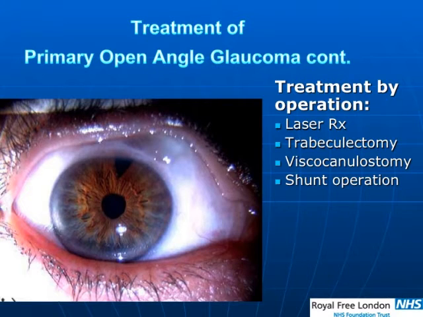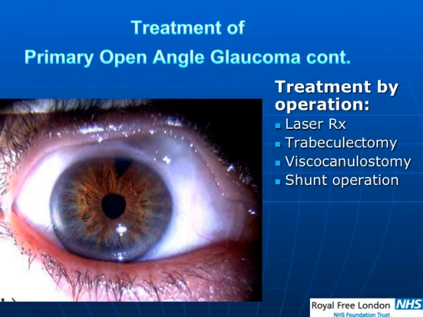Then, for some patients who can't be controlled by drops, we have an operation where we create an artificial drainage in the eye so that some of the pressure gets released and it drains underneath the conjunctiva. You can see a little bubble there, and we have opened up a little part of the iris, so the fluid drains underneath there. That's what we have to do sometimes. It's named a trabeculectomy, and then there are a couple of other operations for it.